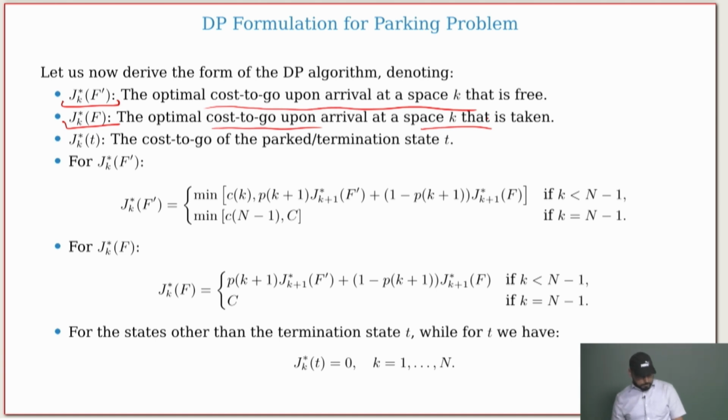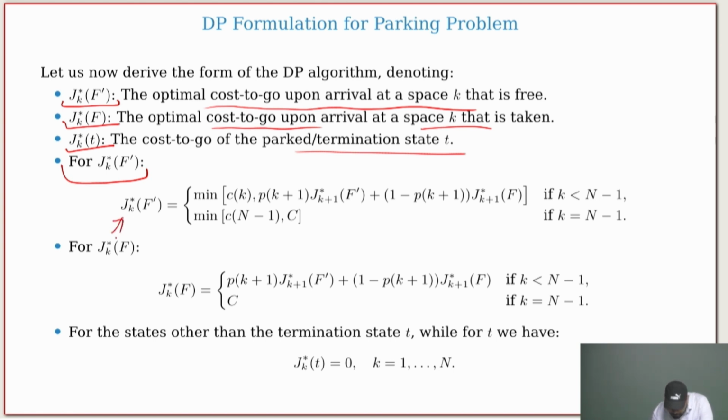So this would be a simpler case, right? The parking space is already taken. And then you are thinking, what is your estimate of the cost, given that the current K parking space is taken? And of course, we have a terminal cost, the cost to go of the termination state.